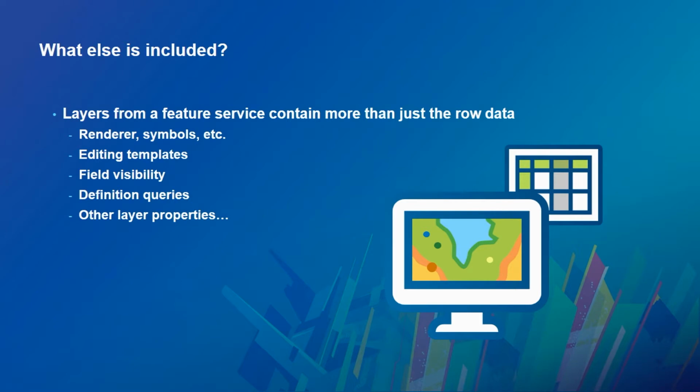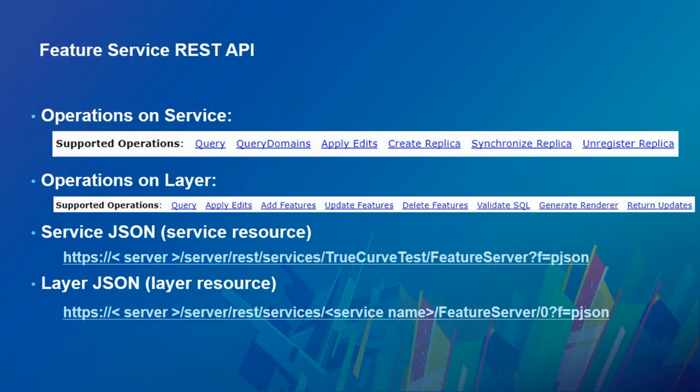So feature services aren't just about the back-end data. When you publish and create your feature services, you also get other properties of the layers when you publish them. So you get things like I've listed here. You get renderers, you get editing templates, you get field visibility. If you have definition queries applied to your layers when you publish, those will be honored in the feature service as well. So this is stuff you just get for free when you publish feature services. And it's unlike what you would see with, for example, a file geodatabase or an enterprise geodatabase where you just get the data.